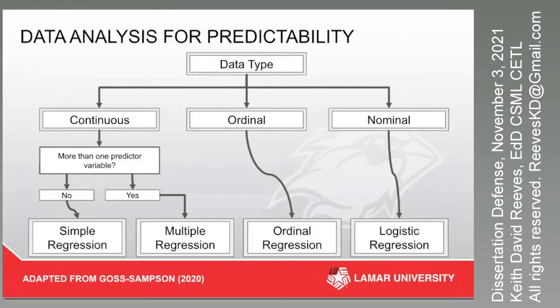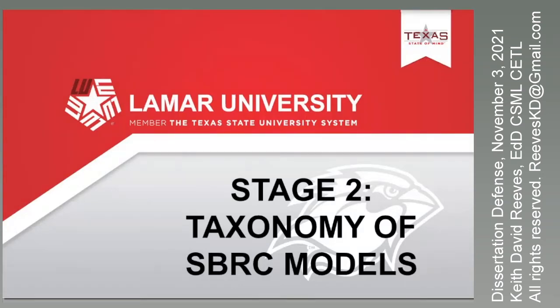For the quantitative stage 4, Goss-Sampson in 2020 provided this excellent illustration that I adapted as to how to select the appropriate test. Since the dependent outcome variable of SOL is a continuous interval level, and there are several predictor independent variables, a form of multiple regression is prescribed. Now, I think it makes more sense for me to explain regression to you right before I show you the results, so let's stick a pin in that and we'll come back to it during stage 4.